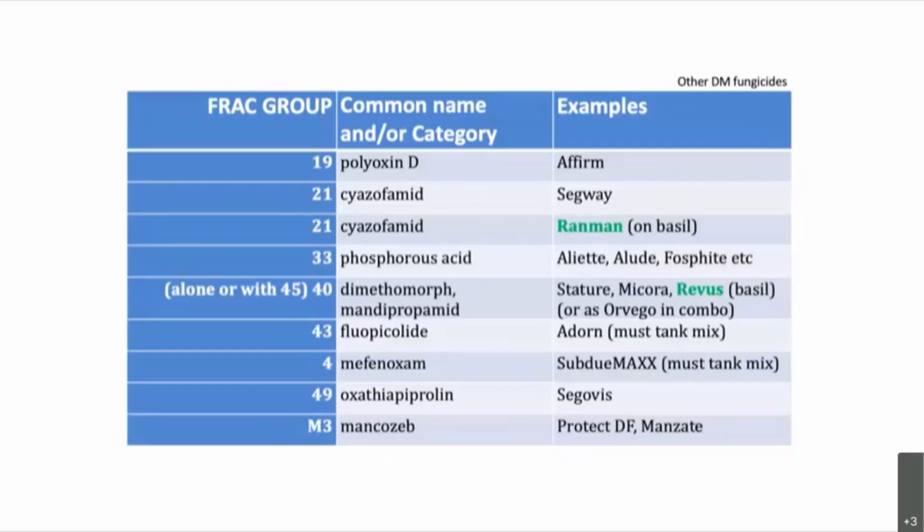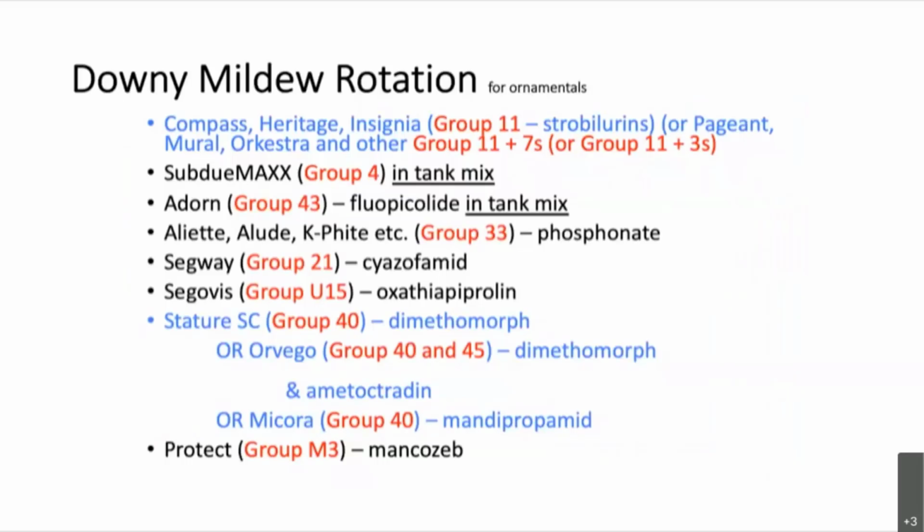And I'm going fast through this because I know you have a copy of it, so please don't panic if you haven't realized that you have a copy of the talk available to you. You can go back to that to get your fungicide details.